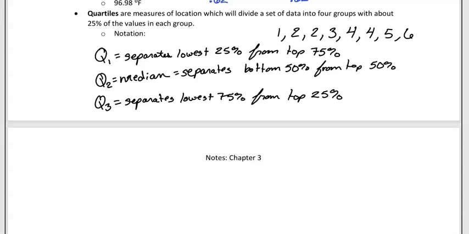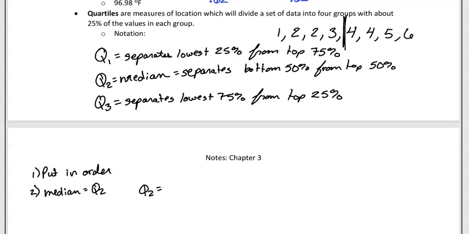And so we've got this data set. The first thing you've got to do is put all the data values in order. I like to go from smallest to biggest. And then what we're going to do is find the median. And that's quartile 2.